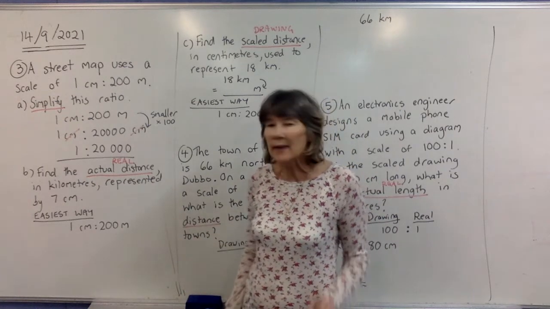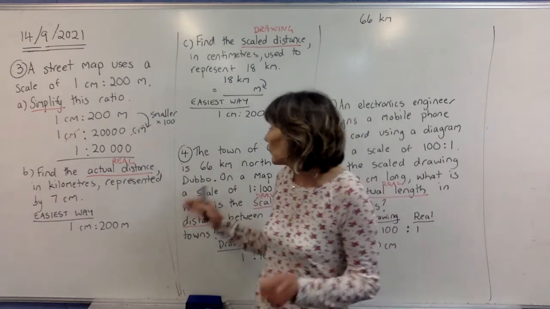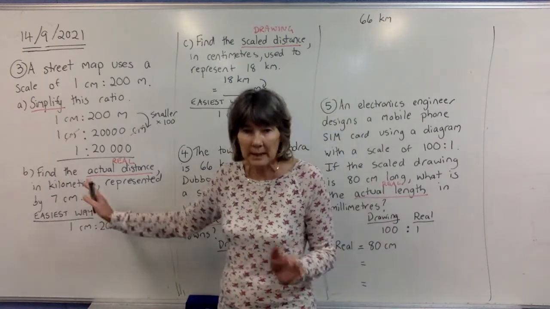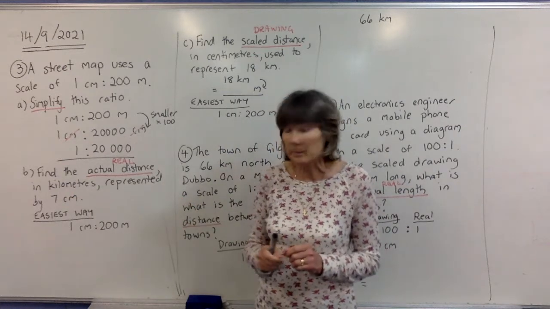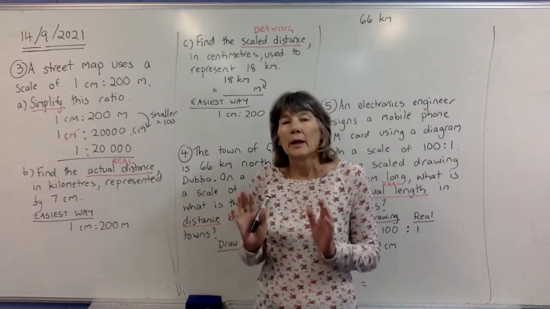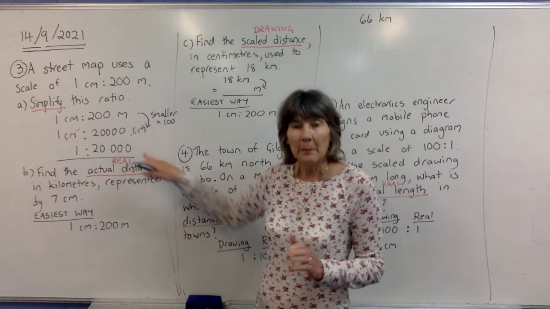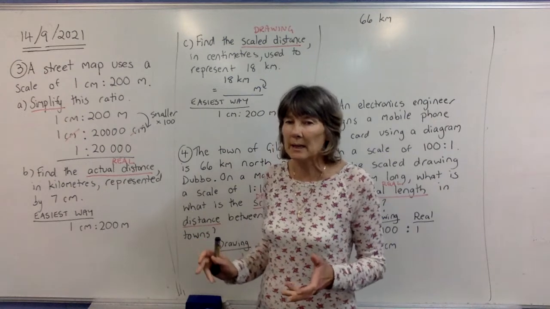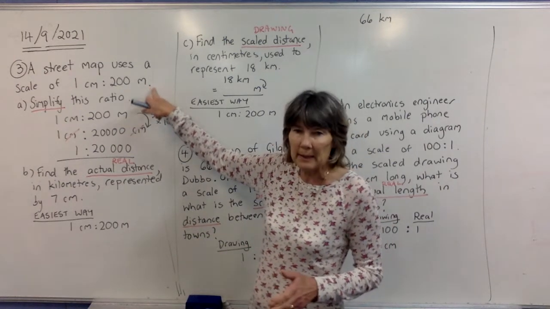It says, find the actual distance. Actual means real. So we're finding the real distance. It has to be in kilometres. We'll deal with that in a minute. Represented by 7 centimetres. So you could use this measurement here that we've got, but I'm not going to because it is a bit easier if I actually stick with the original thing they told us up here.